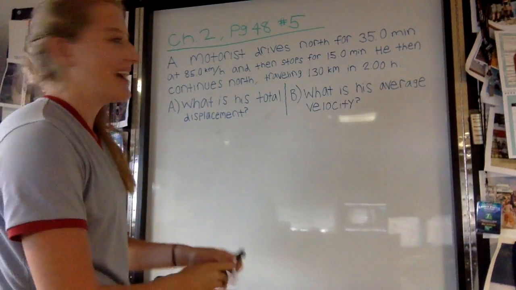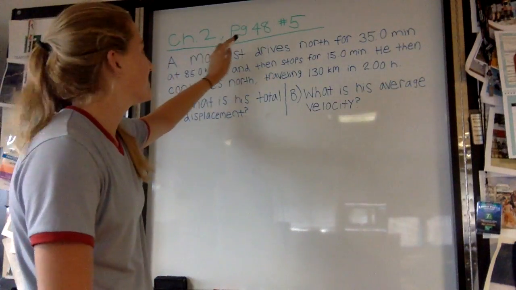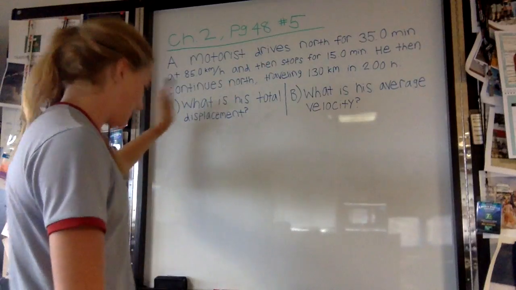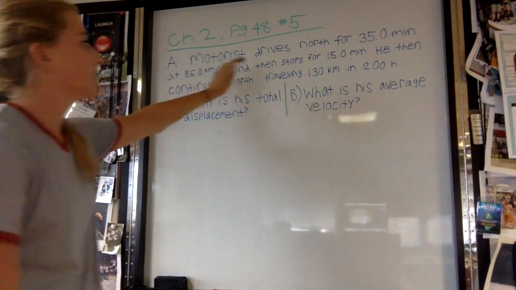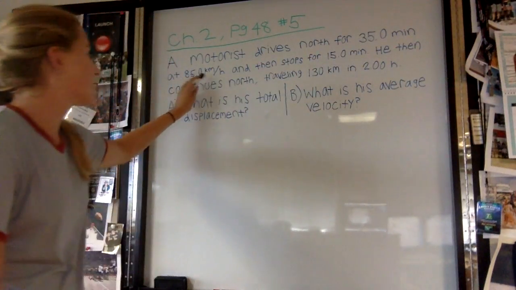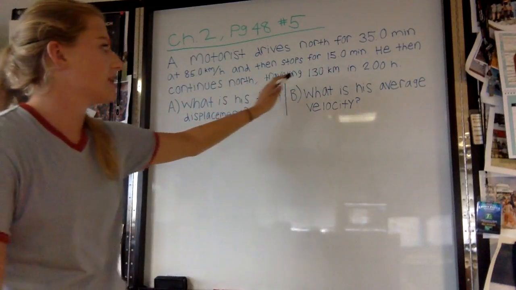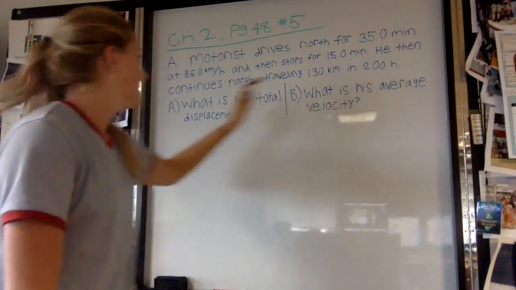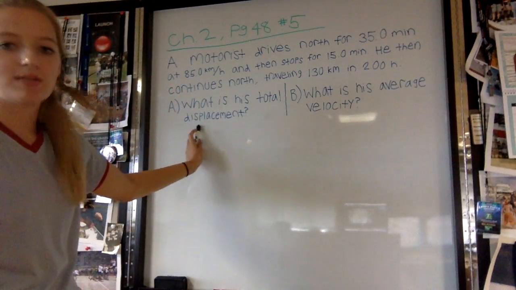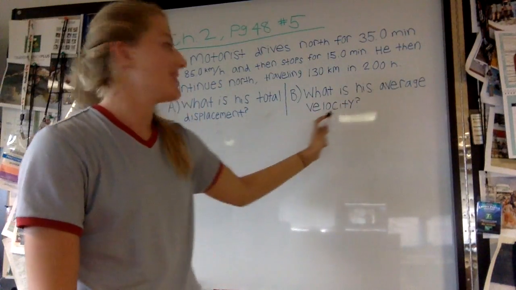Okay, hello. I'm going to teach you how to do Chapter 2, page 48, number 5. So the question is, a motorist drives north for 35 minutes at 85 kilometers per hour and then stops for 15 minutes. He then continues north, traveling 130 kilometers in 2 hours. And we have to find A, what is his total displacement, and B, what is his average velocity.